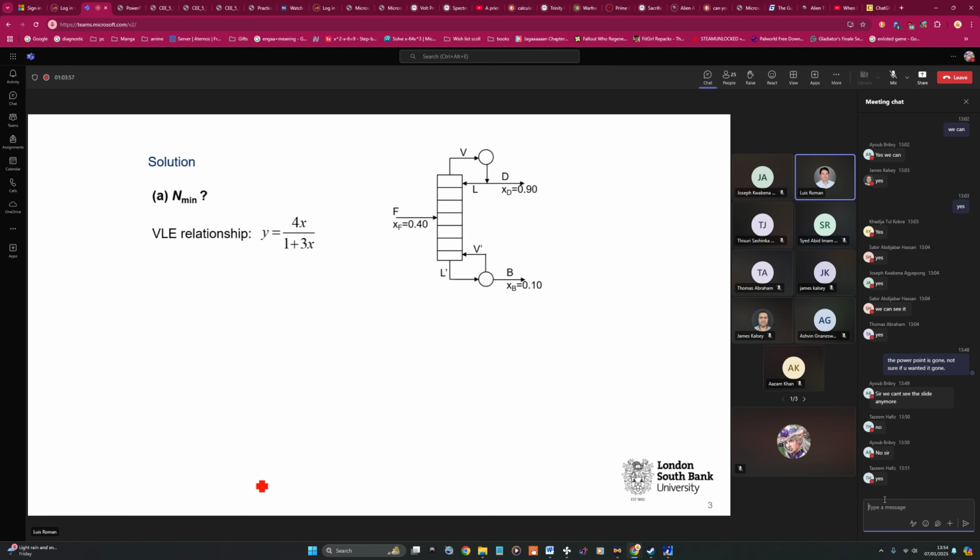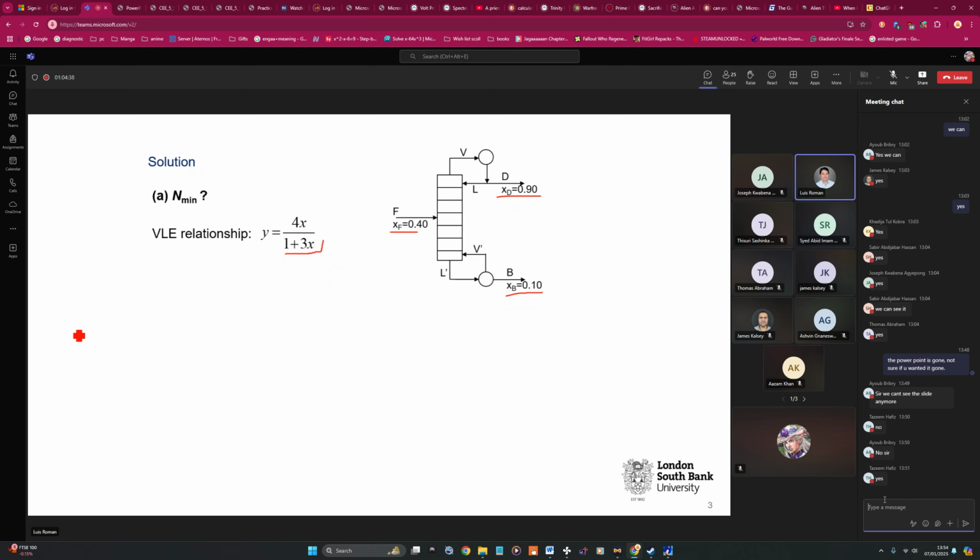I would recommend that when you start solving a problem, you always draw some kind of sketch to put all the information that you have about the problem. So in this case, we have the feed composition, distillate composition, and the bottoms composition. We also have the equilibrium relationship. So the first thing to do, once you have done the sketch, is to draw the equilibrium curve.